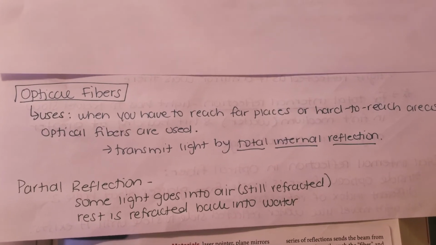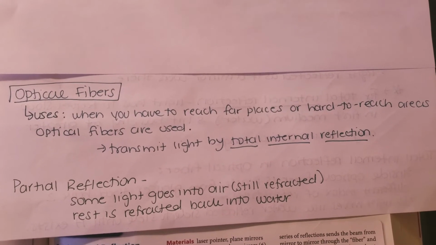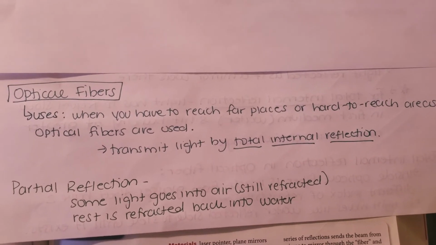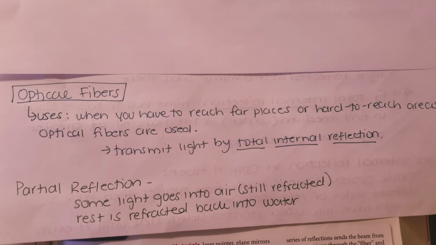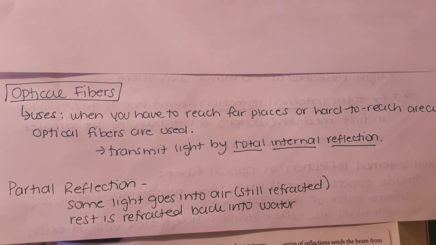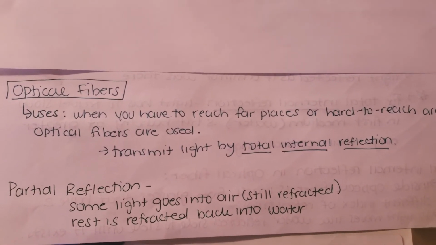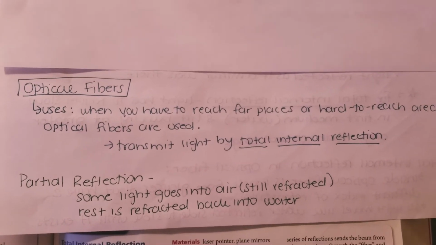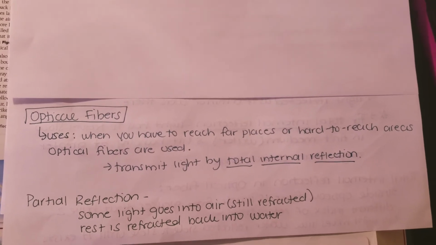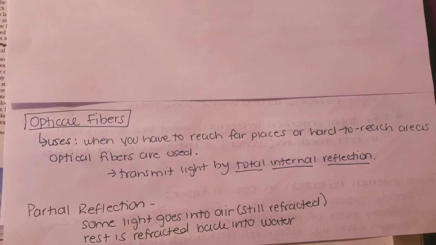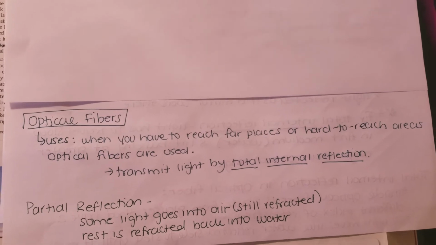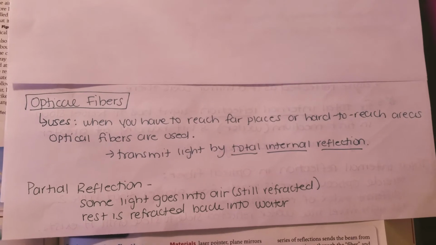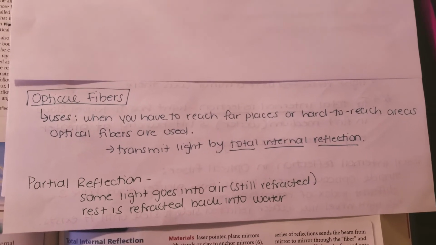So one type of reflection is called partial reflection. Basically, this is when some of the light that you have is going to be refracted into the air, and that's only going to be a little bit. More of the light is actually going to be refracted back into the water if the light source is underwater. So I'm going to go over a diagram that's in your textbook. That's on page 386 if you want to follow along. It's figure 22. But before we get into the diagram, I want to go over two other kinds of reflections.